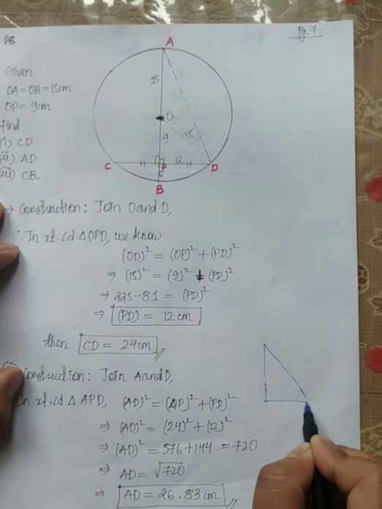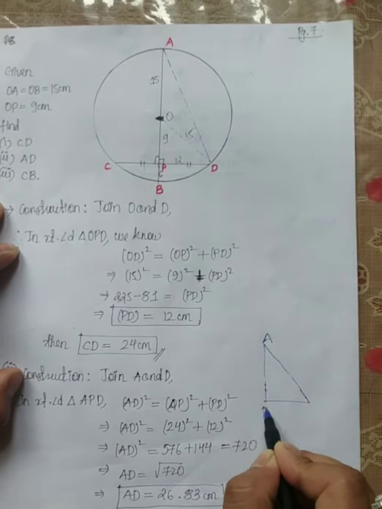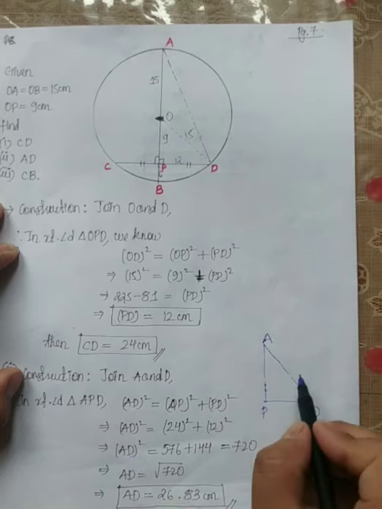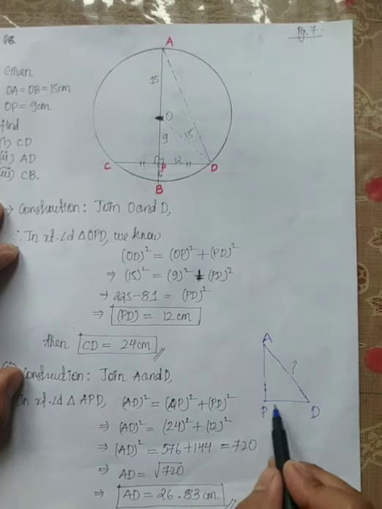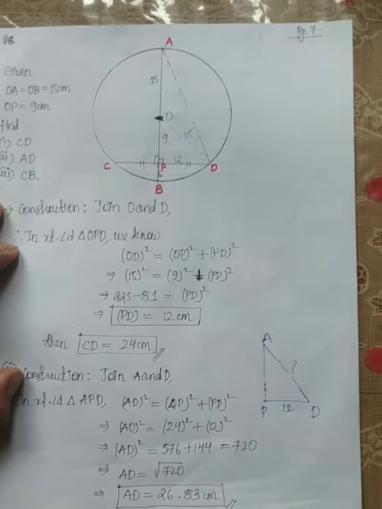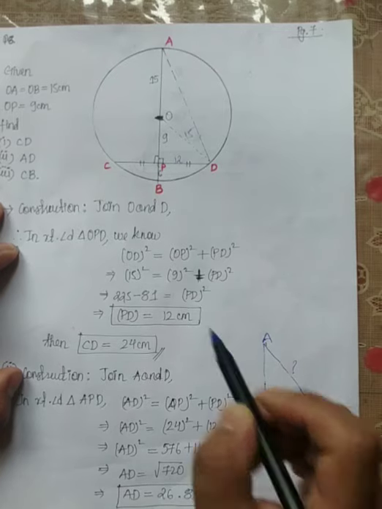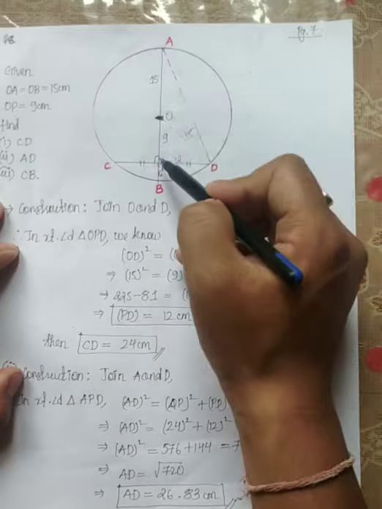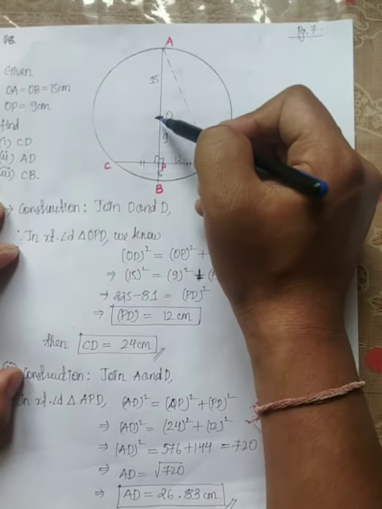You can even make a figure here. Right angle triangle APD. I need to find the length of AD. What is the length of PD? Just now we got 12. And what is the length of AP if I ask you? Look in the figure again. AP: from here to here 15, from here to here 9.